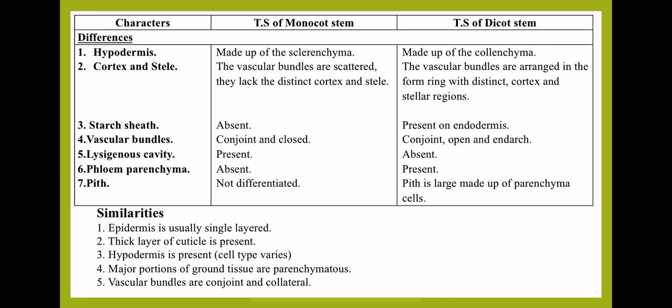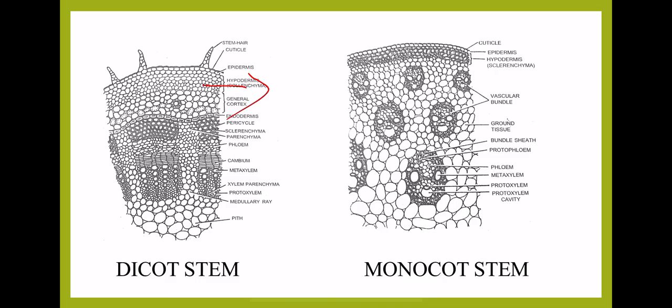Vascular bundles in both the monocot stem and dicot stem are conjoint and collateral. What is the difference? As I already told, the hypodermis in the monocot stem is made up of sclerenchyma, and in the dicot stem it is made up of collenchyma. Cortex and stele: the vascular bundles are scattered. If you observe, vascular bundles are scattered.